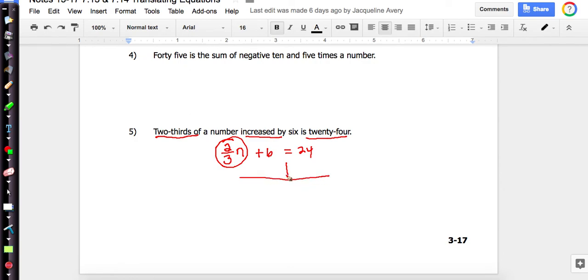We're going to solve it the same way. The opposite of adding 6 is subtracting 6. So the 6s go away. Bring down 2/3 n equals 18. Now remember, to cancel out a fraction, we use the multiplicative inverse property. That means I flip the fraction. So if I flip 2/3, what do I get? 3 over 2. Good.